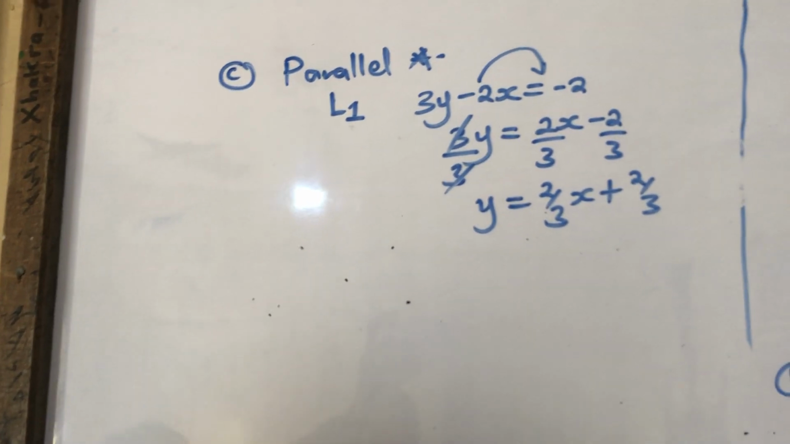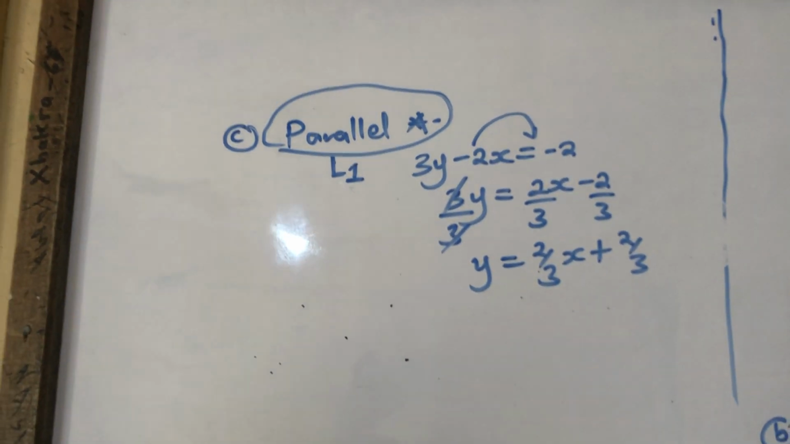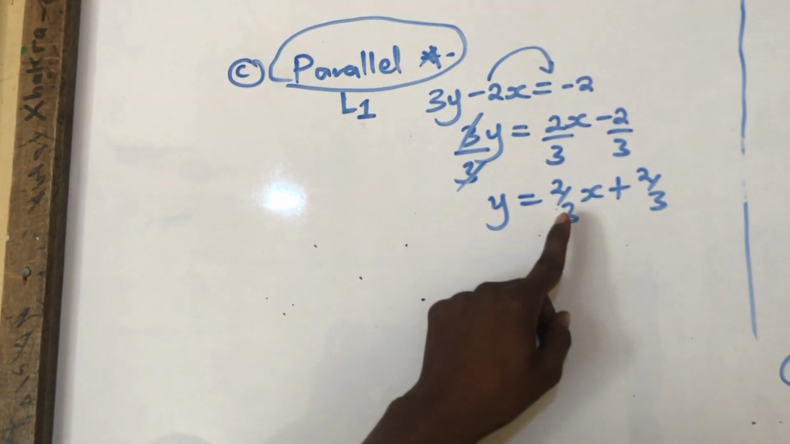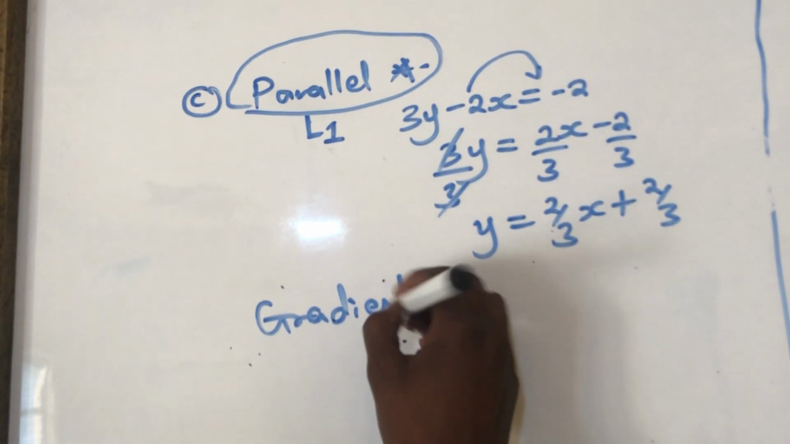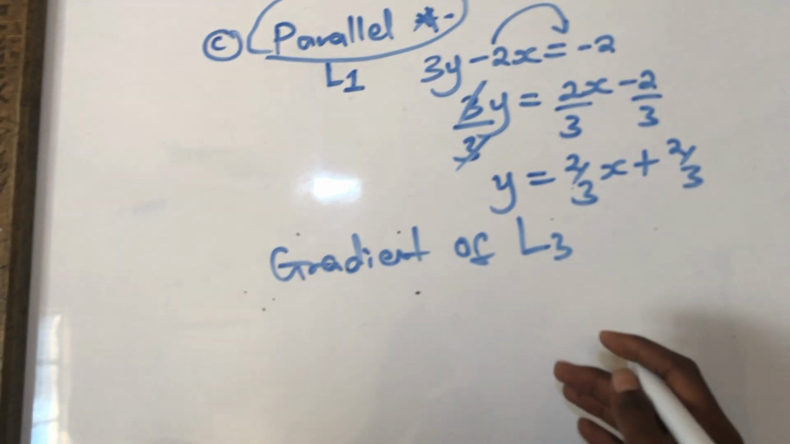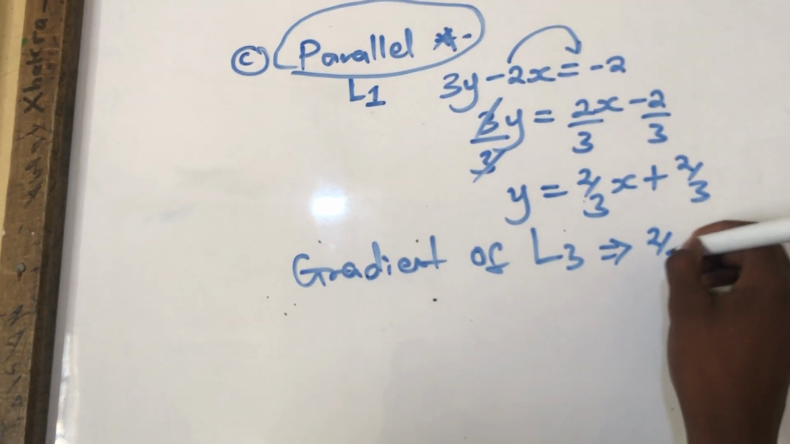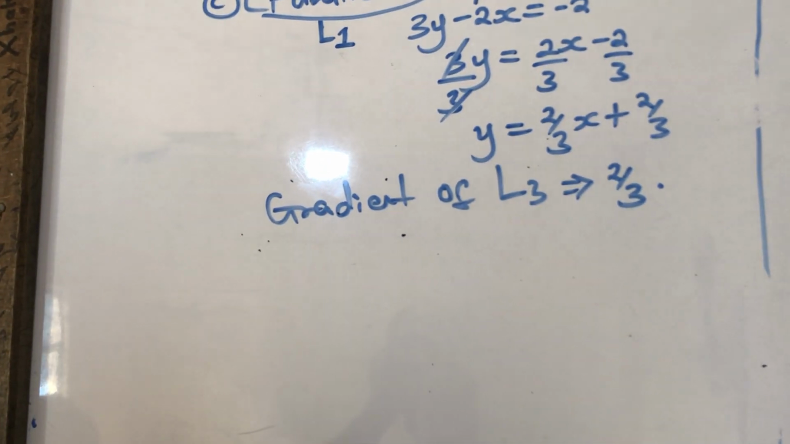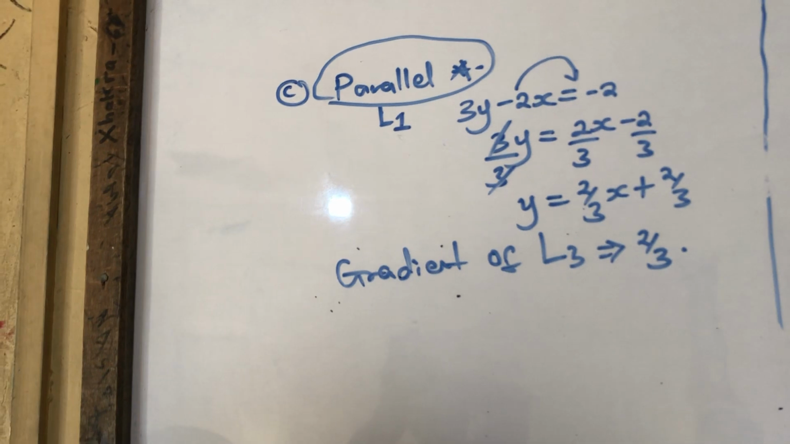Which should mean that if the two lines are parallel to each other, then the gradient of L1, which is 2 over 3, should be the same as the gradient of L3. What does that mean? L3 should also have the same gradient of 2 over 3. How then will we get the equation?